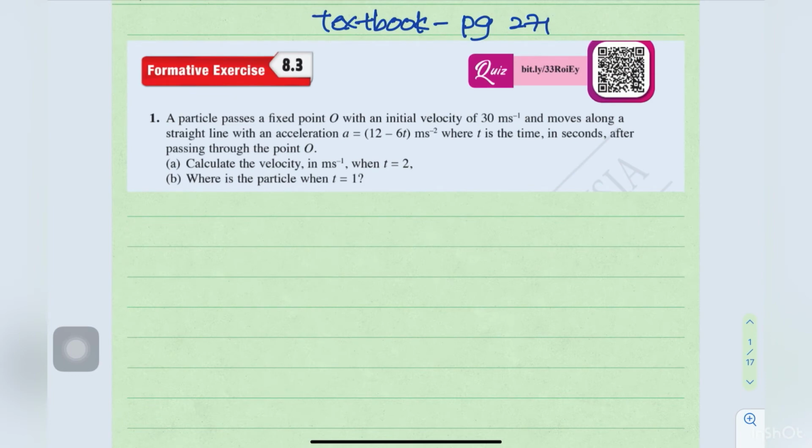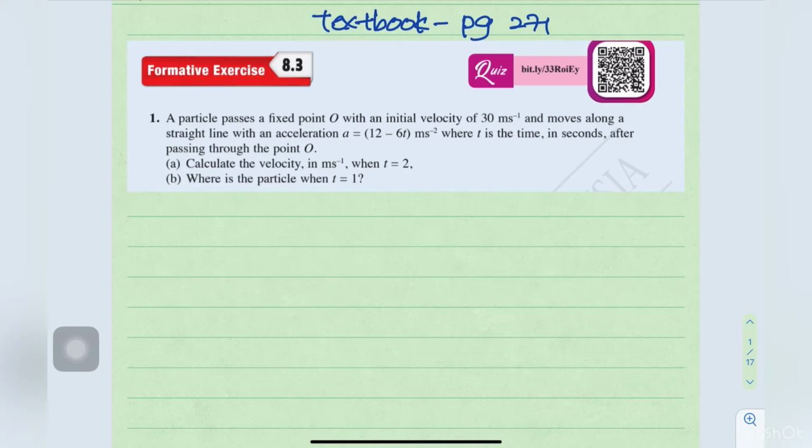Hello, good morning everybody. In the topic of kinematics of linear motion, there are three functions of time, which are displacement, velocity and acceleration. Here we are going to discuss all questions related to this topic from textbook KSSM Formative Exercise 8.3. Okay, so question number 1.